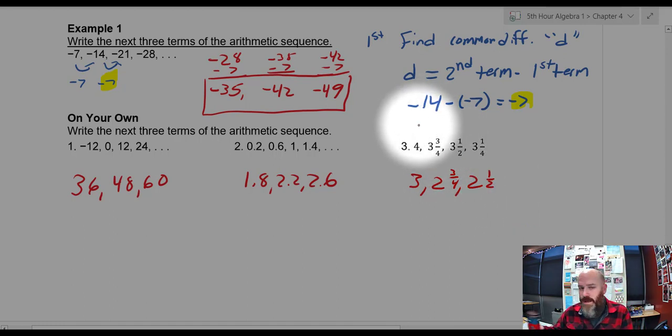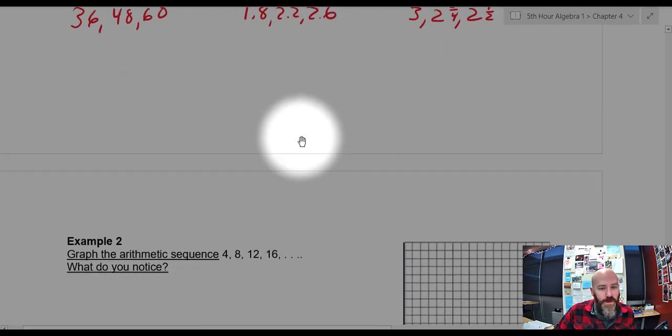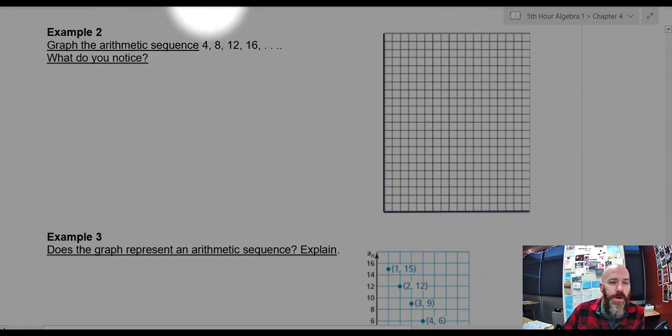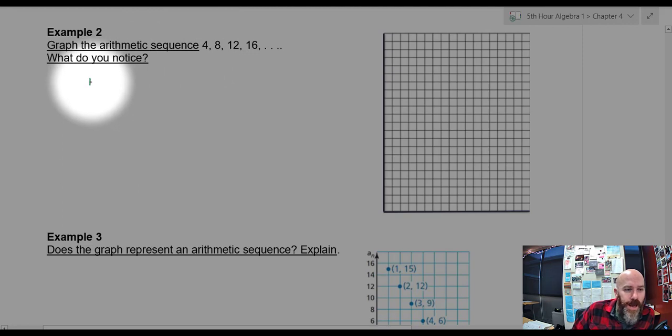All right, so let's move on to example 2. It says graph the arithmetic sequence, and then what do we notice? Remember, these are the individual numbers. So I like to think of this as what position and what is the term value. So what's the term position and the term value?